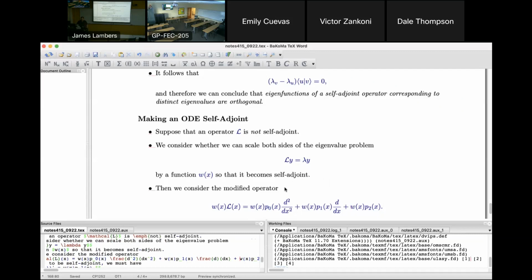So the original coefficients, P0, P1, P2, do not define a self-adjoint operator, meaning P0 prime is not equal to P1. What about the scaled coefficients? Is there some magic function w you can multiply by so that the derivative of this is equal to this, which would make L self-adjoint?